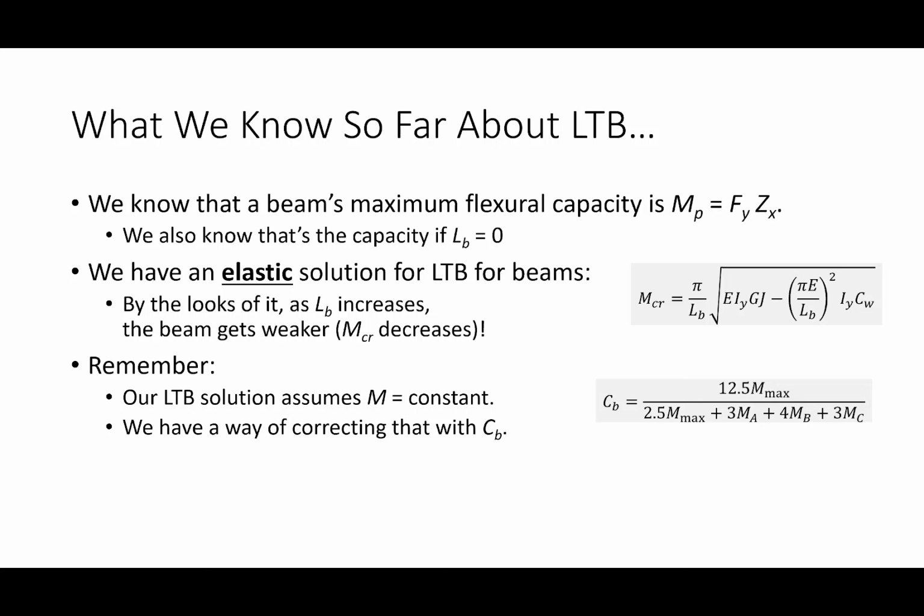But this is also at least instructive to wrap our head around what we've got so far with our model, because we notice that in the expression, so here's our equation, LB shows up twice, and it's in the denominator. It's in the denominator outside the square root, and it's in the denominator inside the square root. So essentially what that means is that as LB gets bigger and bigger and bigger, what's going to happen to the moment that causes buckling?